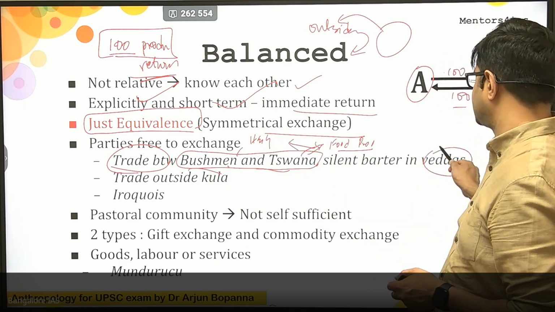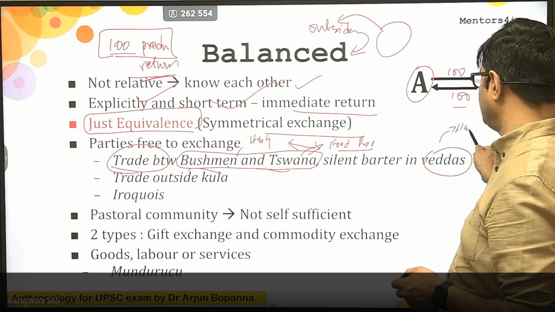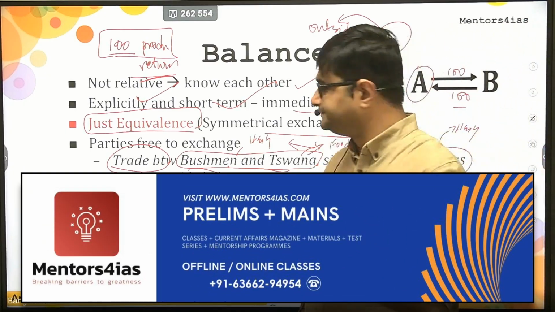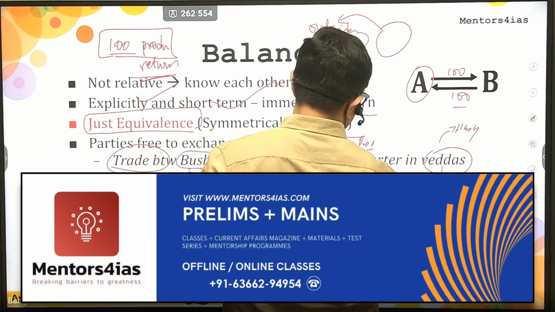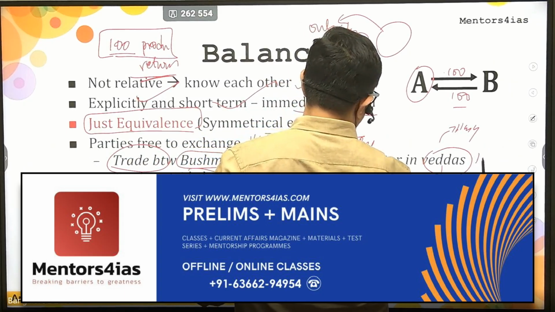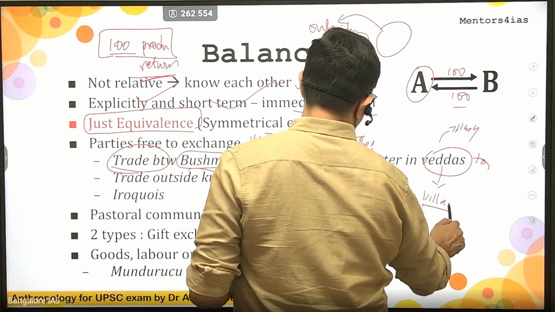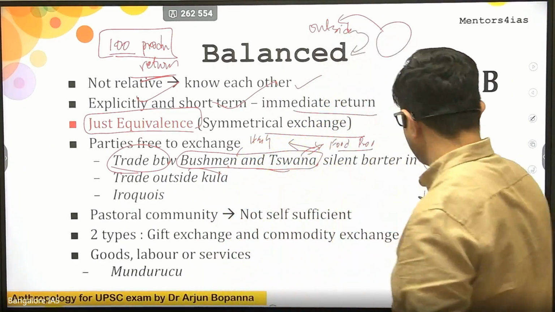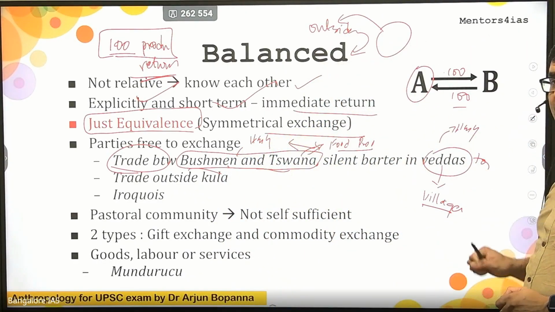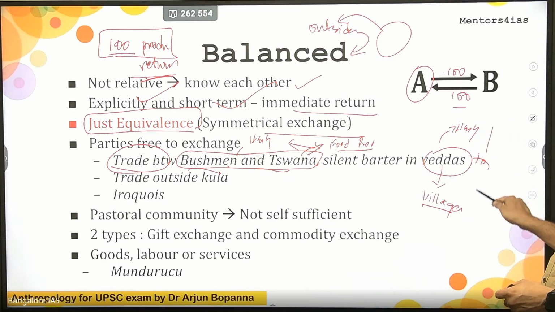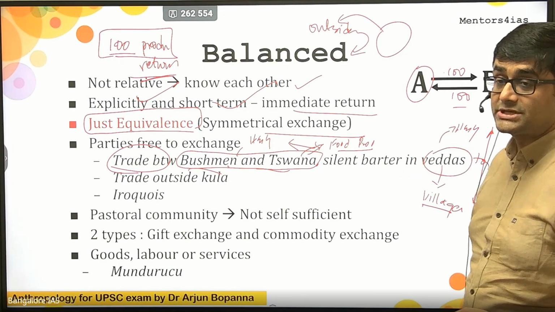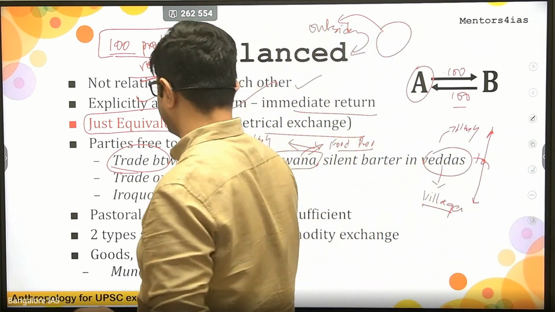Similarly, the Veddas, they are a hunting and gathering tribe of Sri Lanka. Okay, so Veddas and the village people. Veddas live in the forest. The villagers, the rural community, produce food grains. Veddas hunt and gather produce from the forest. So they exchange between each other. So that kind of exchange is called balanced reciprocity.